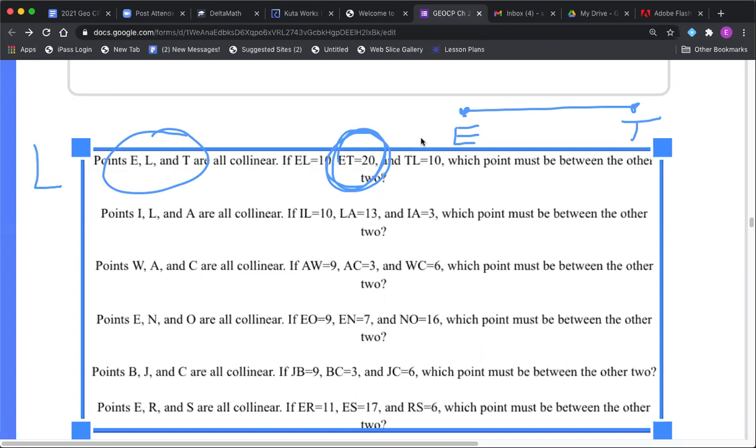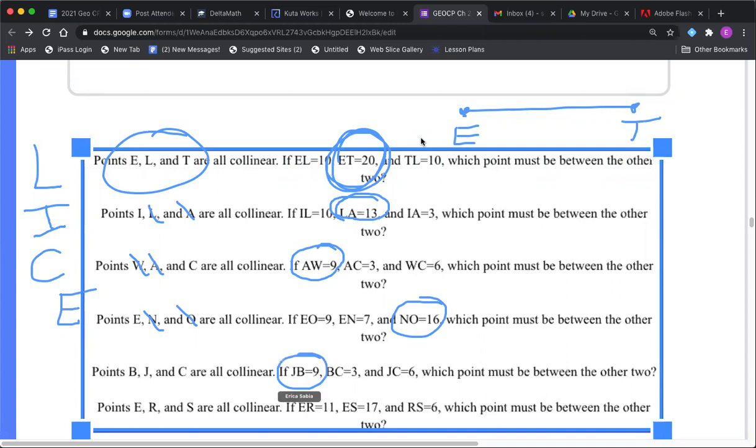For the second one down, 13's the biggest one. That's LA. So L and A are not it. It's got to be I. Third one down, 9 is the biggest. A and W can't be it. It's got to be C. Next one, 16's the biggest. N and O. Oh, it's an E. And then this one, 9's the biggest. J and B. So another C. And then the last one, 17's the biggest. E and S are out, so it's got to be R.